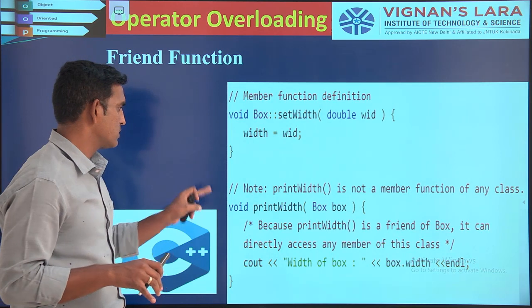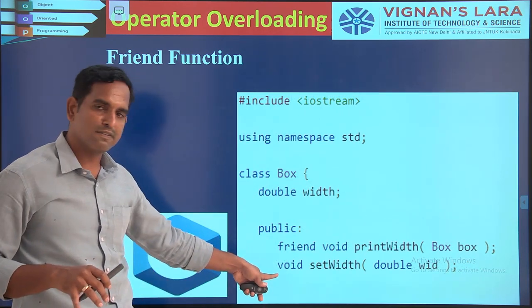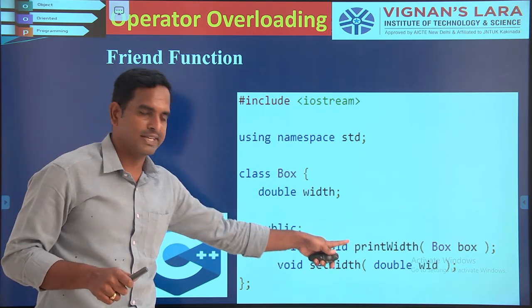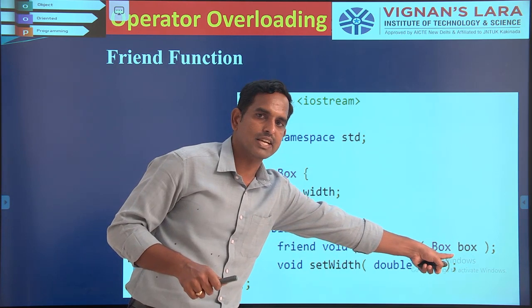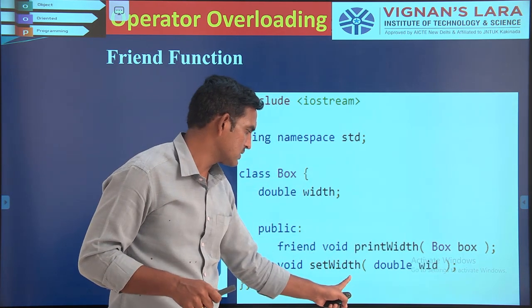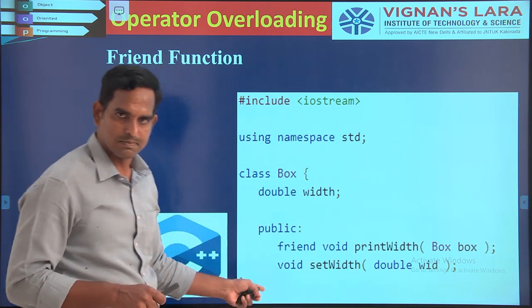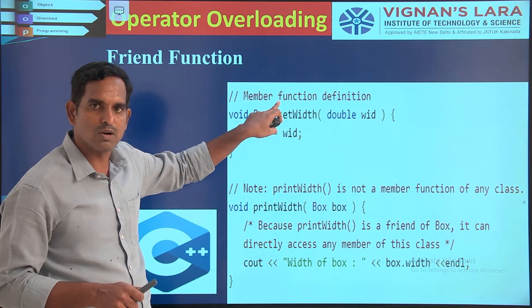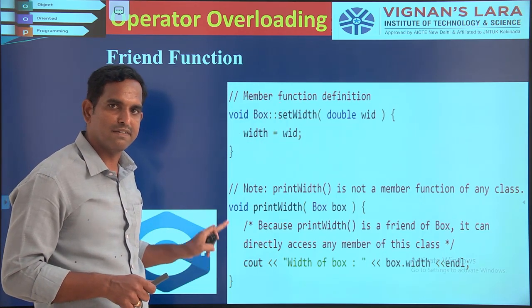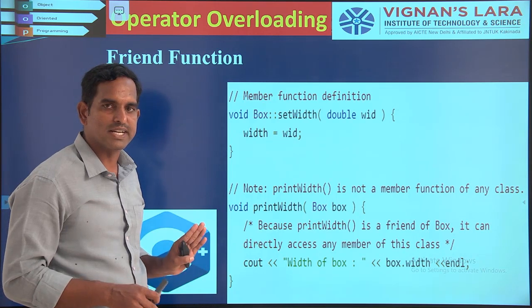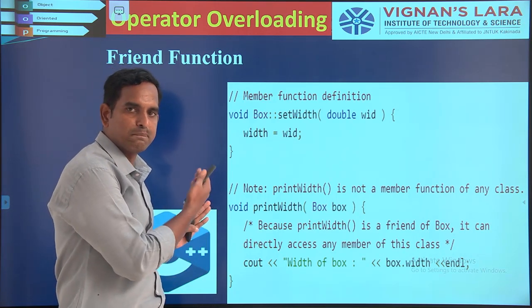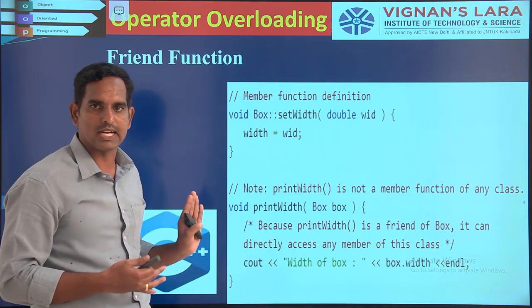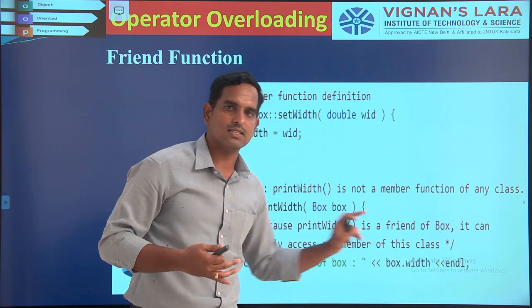If you see properly, you have done two things. You have declared one member function, the setWidth member function, and one friend function, which is your printWidth function. The printWidth function takes one object as its argument, and the setWidth function takes width as its argument. You have defined your member function using the scope resolution operator, and you have defined your friend function without any scope resolution operator. Since it is a friend function, it can access any data members of your class. That is why it can directly access the width.